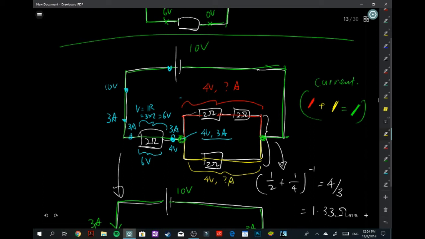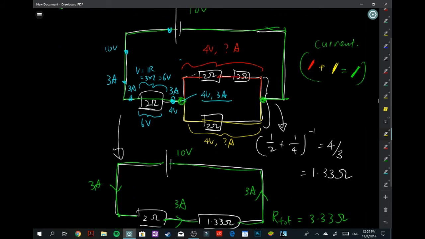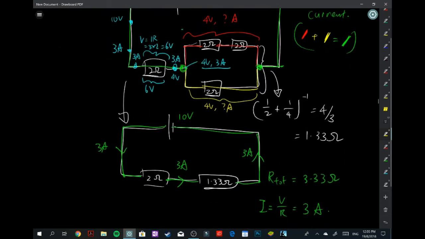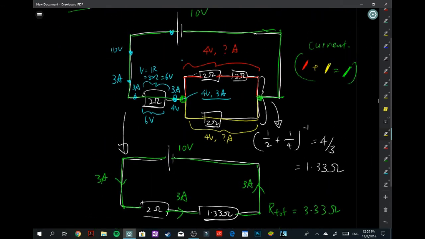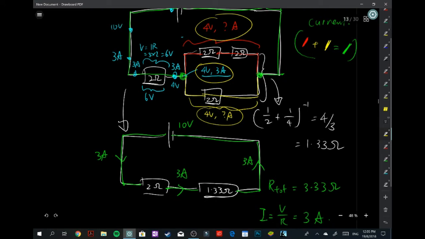The current splits up, holding the same amount of energy, because when it splits up, it does not pass through any electrical component. So I give 4 volts to the red current, and I give 4 volts to the yellow current. However, my current splits up, so my current will change. Basically here I have 4 volt 3 ampere, 4 volt question mark ampere, 4 volt question mark ampere. How do I find that?